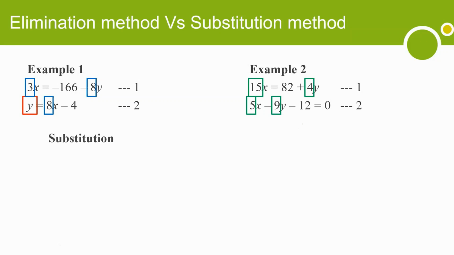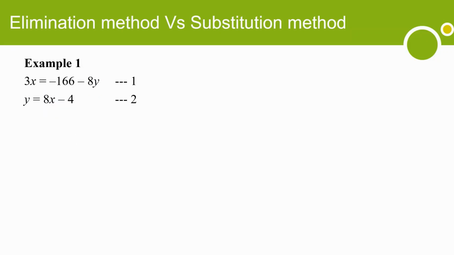So for example 1, we will use substitution. For example 2, we will use elimination. And we will look at the solving in detail. For example 1, we are going to substitute y equals 8x minus 4 into equation 1. So we start by writing: substitute equation 2 into 1, whereby this y is going to be substituted by 8x minus 4.